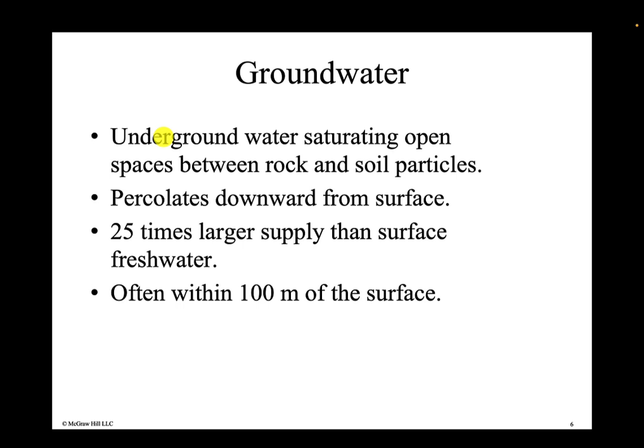Like I said, this is the type of fresh water that percolates, which means that it moves downward from the surface. The amount of groundwater that we have is about 25 times larger than any supply of fresh water on the surface. So we do have a lot of water underground that we use, and it is often found within 100 meters of the surface.